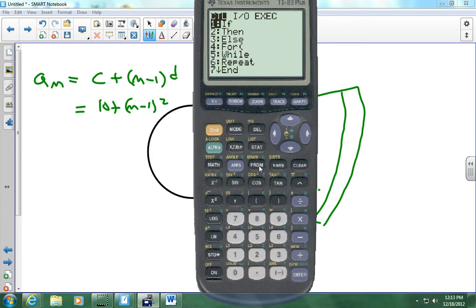Program. Do you see it? Do you see it? Number 4. Appropriately numbered 4 for a for loop. That's supposed to be funny.